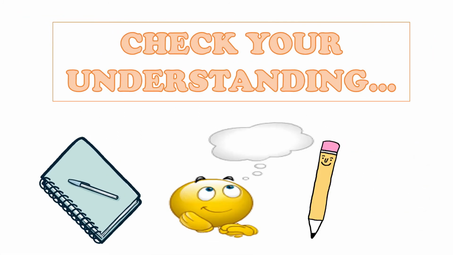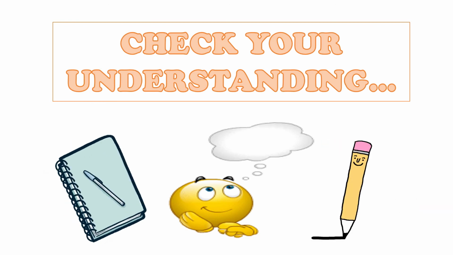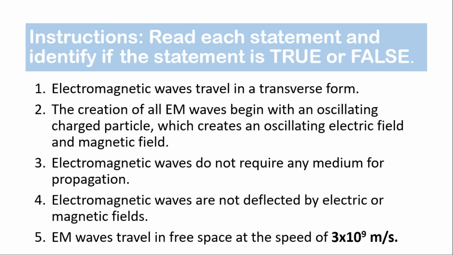Now, let's check your understanding. Instructions. Read each statement and identify if the statement is true or false. 1. Electromagnetic waves travel in a transverse form. 2. The creation of all EM waves begins with an oscillating charged particle, which creates an oscillating electric field and magnetic field.